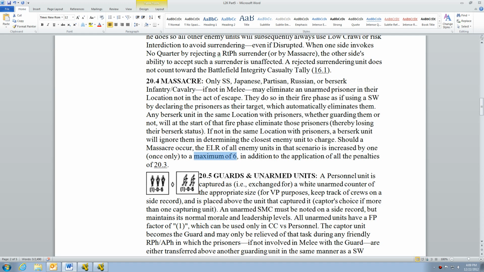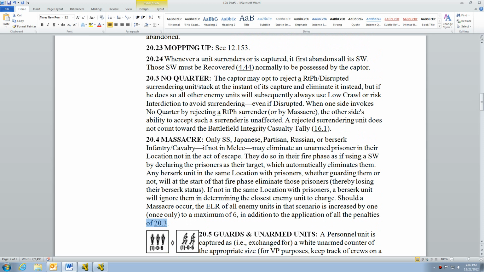And it also invokes the 20.3 no quarter rule. So once you've massacred prisoners, you basically are being detrimental to your own units because you're helping your opponent. You're giving them a maximum bonus to their ELR. So you should think about this at the beginning of the scenario, when you're sitting down and getting the gist of what's going on. If you start accepting prisoners and then change your mind and massacre them, it's going to be a bigger problem than just invoking no quarter right off the bat.